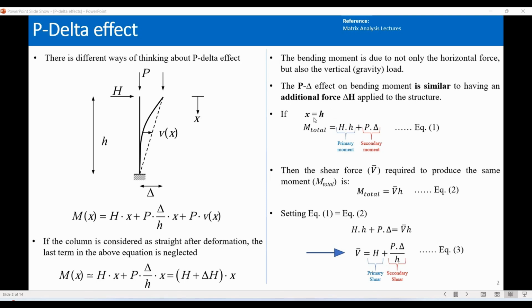And now if we substitute H instead of x, we will have this formula here, which is the base moment of this cantilever column. The first term refers to the primary moment that could be obtained from the first order analysis, or based on the undeformed shape of this structure, while the secondary moment is obtained by including the P-delta effect, okay? And now to satisfy equilibrium, we should have a shear force applied at the top here, and it should generate the same bending moment when the P-delta effect is included. Then I denoted this new shear force to be V bar, okay?